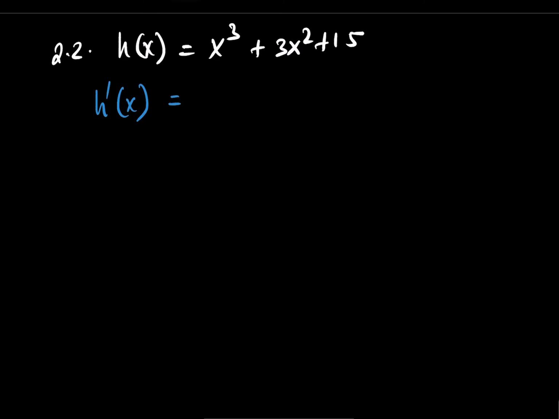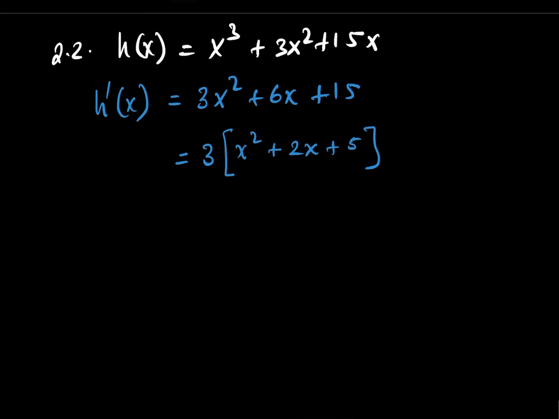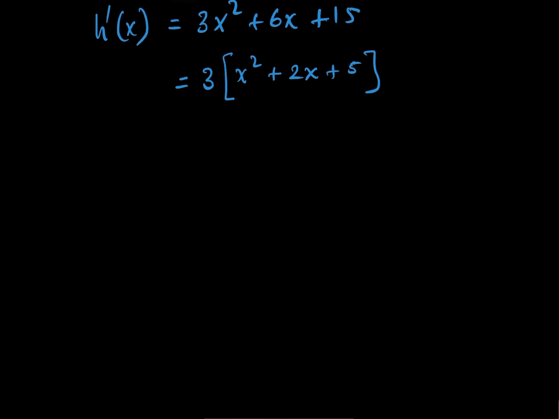That gives us 3x squared, and then a plus 6x. I don't know why I keep forgetting x there. And then the derivative of that is now going to be positive 15. Because you can see that 3 goes into each term there, you can take it out. So you'll be left with x squared plus 2x plus 5, I would like to believe. And then from there, you can complete the square.